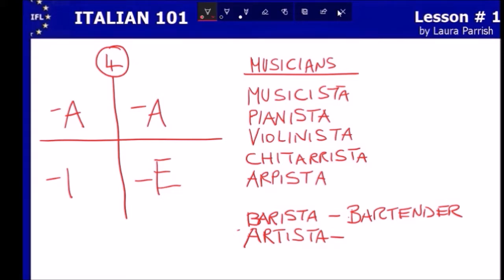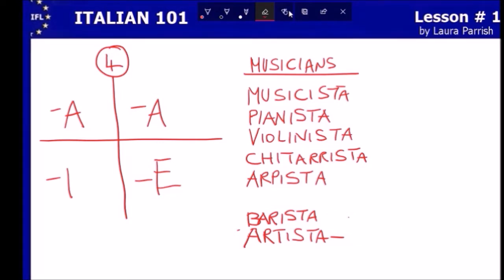And then artista is an artist. This is pretty intuitive, okay? Let's see how we work. Let me delete something so you can see better here. Delete this, okay, and delete this, okay.